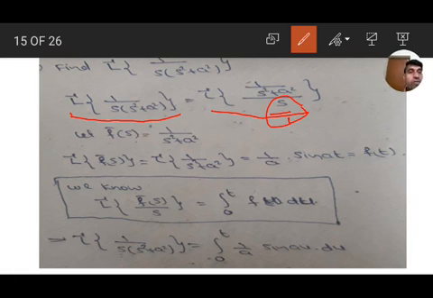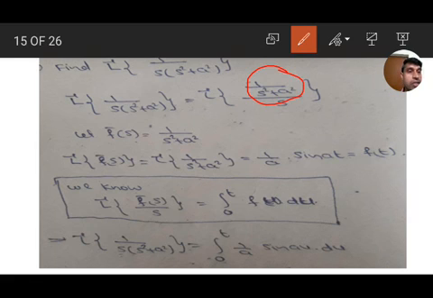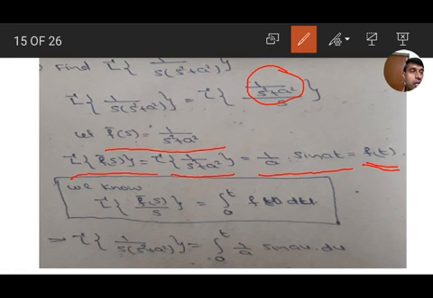Means L inverse of 1 by s into s square plus a square equals L inverse of 1 by s square plus a square, by s. It is of the form f bar s by s. So take f bar s equal to 1 by s square plus a square, and the inverse Laplace transform, L inverse of f bar s, equals L inverse of 1 by s square plus a square, that is by formula 1 by a into sin at. Take it as f of t.